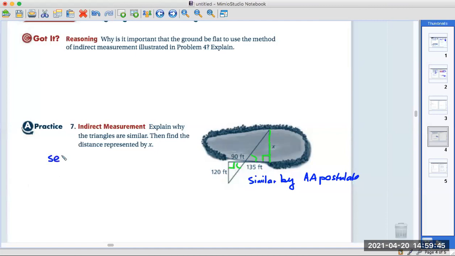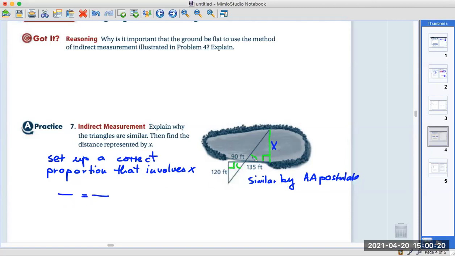So now we have to set up a correct proportion. This is always the issue. It involves X, because we do want to find X. So here's our X. We have to find the corresponding sides. Let's start with this side: 120 over X, these two are corresponding, is equal to 90. So I started with 120, so I come back to this littler triangle and use that number over 135.